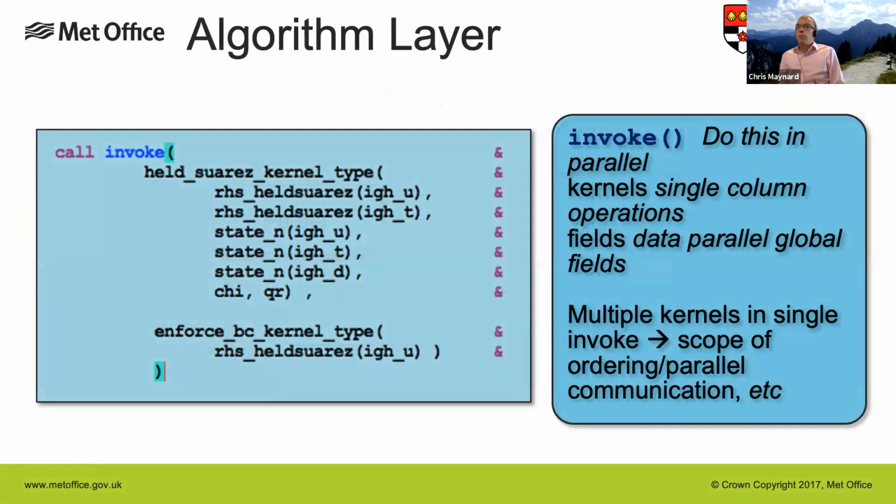So what does the algorithm layer look like? Well, it's just some Fortran. We have a keyword, which is invoke, which means do this in parallel. And then invoke operates on kernels. A kernel operates on a single column of data. A kernel operates on fields at the algorithm layer, and they are data parallel global fields. You can have multiple kernels in a single invoke. This gives us a bigger scope for ordering, parallel communication, etc. And so this is what the algorithm layer kind of looks like.